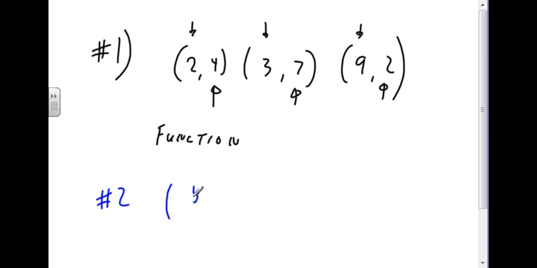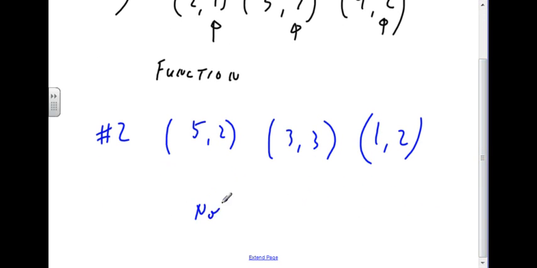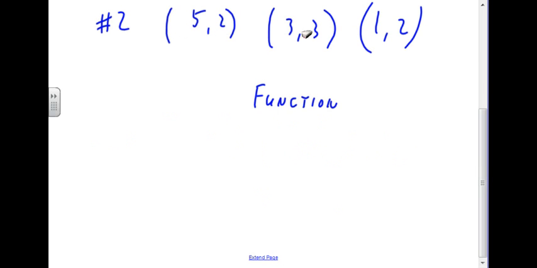I got 5, 2, 3, 3, 1, 2. Not a function. No, that's a function. Nothing wrong with that guy, right? For every x, there's a y, but this x doesn't have 2 different y's, and that x doesn't have 2 different y's. My x's all have a y. That's perfectly okay. Nothing wrong with 2. Try to talk myself into that. All right, number 3.